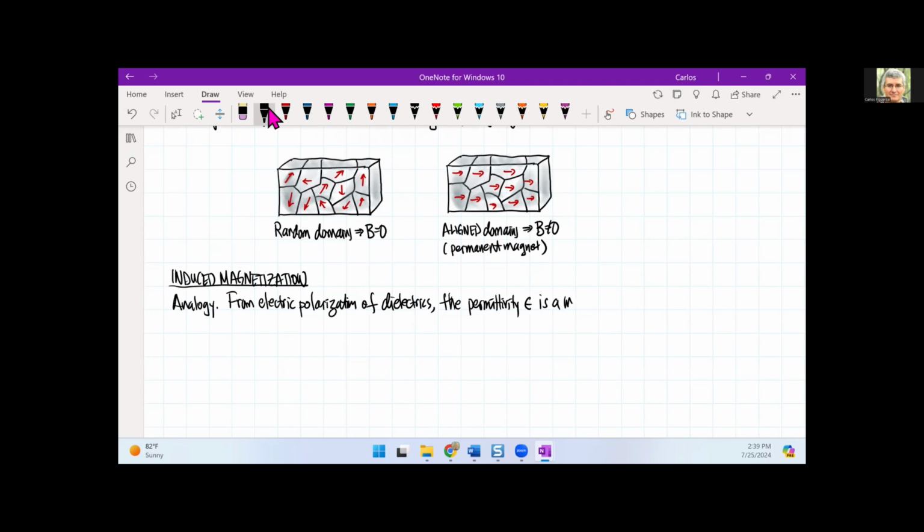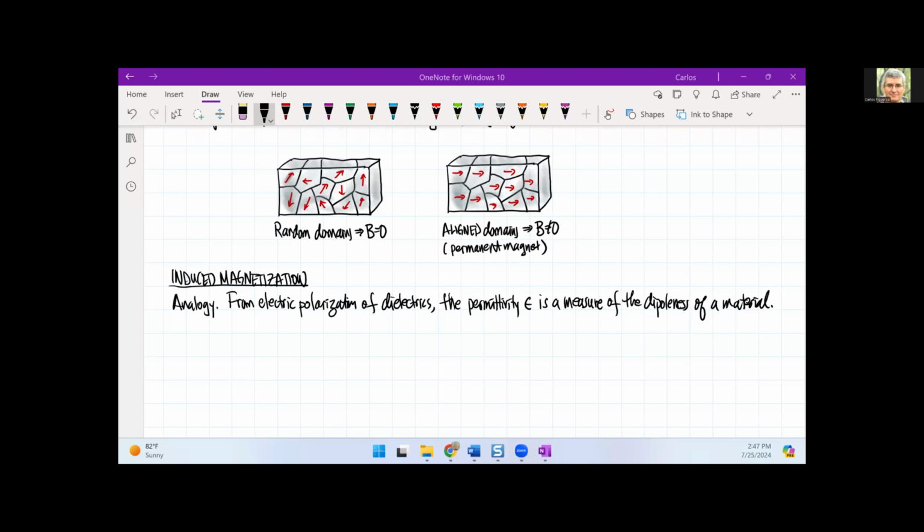is a measure of the dipoleness of a material. In other words, it has the ability to recruit dipoles.